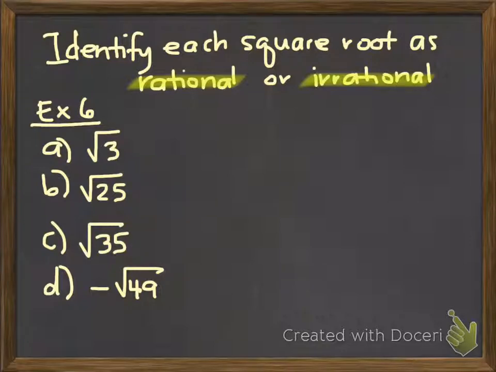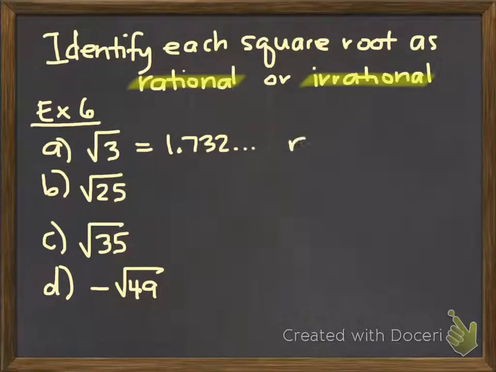On example 6, you need to identify each square root as rational or irrational. So first let's find what the square root of 3 is. On example 6, the square root of 3 is 1.732, and it keeps going, and it doesn't repeat. So it's a decimal that keeps going, does not repeat, and does not end.